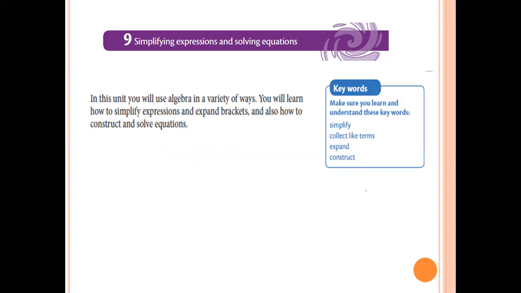There are some keywords we have, as you see here. Make sure you learn and understand these keywords. Simplify. Maybe you know it. Please check it again. And then the second term is collect like terms. Expand, construct. Today's keywords are these keywords. Okay, let's start.